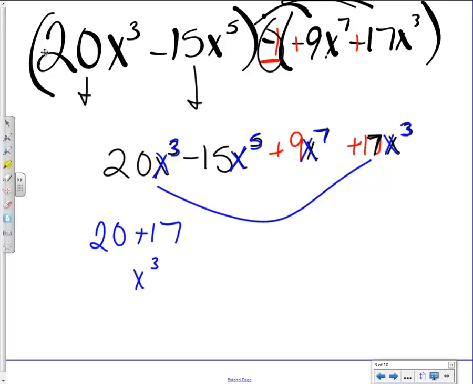So 20 plus 17. It's an addition problem, signs are the same, add and keep the sign. So you should end up with 37, where am I at? Right, 20 and positive 17 will give you, yes, 37x to the third. All right, so the other two pieces, these are used, right? And this one, x to the fifth, x to the seventh, do not match. So I bring it down.